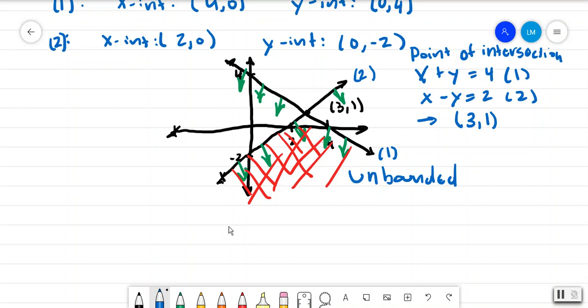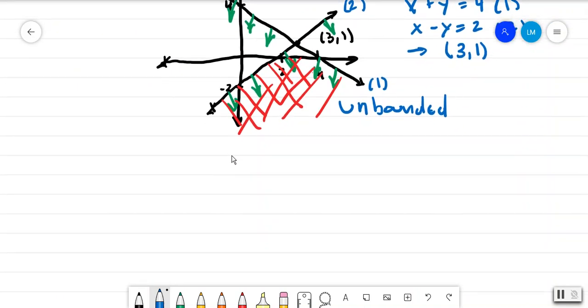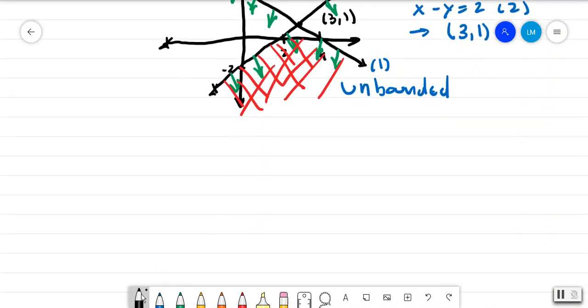Now, in some cases, you're going to have a feasible region that's restricted to, let's say, a particular quadrant.